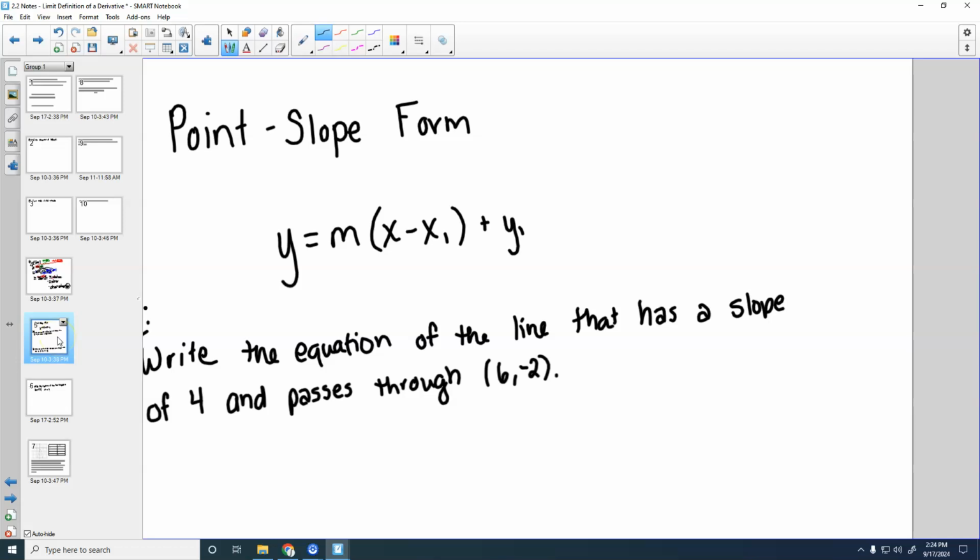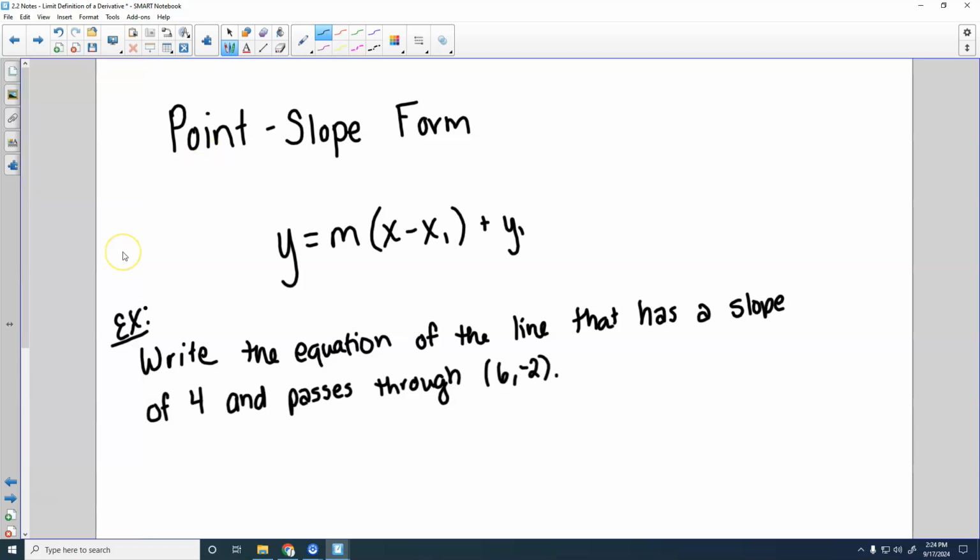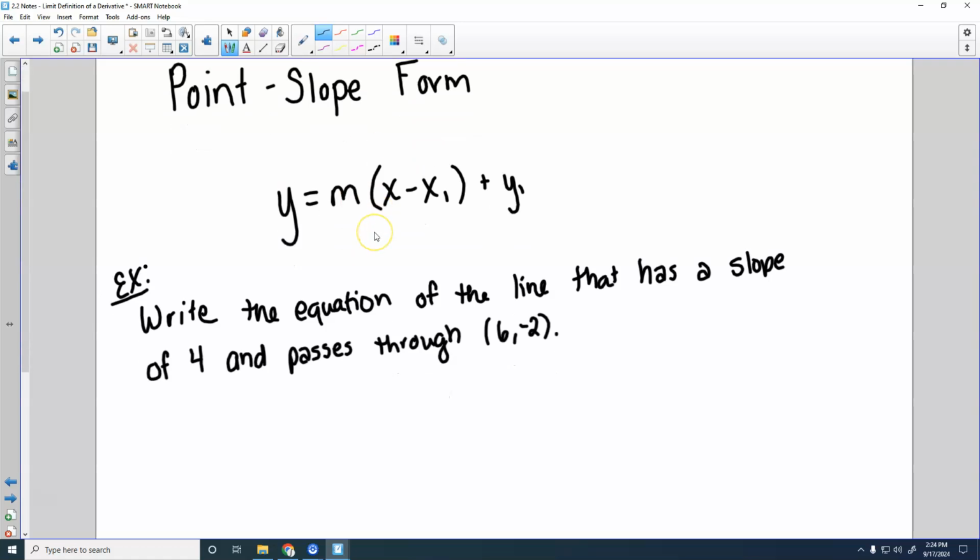All right, let me see here. Okay, so we worked on point slope form a little bit the other day whenever we were doing that investigation. But it's just a way of writing the equation of the line that I want us to use in this class. You can use y equals mx plus b, but you're more likely to make a mistake, right? So this example right here is just a point slope form problem. This is a math 1 problem. It is not a calculus problem. Write the equation of a line that has a slope of 4 and passes through 6, negative 2.